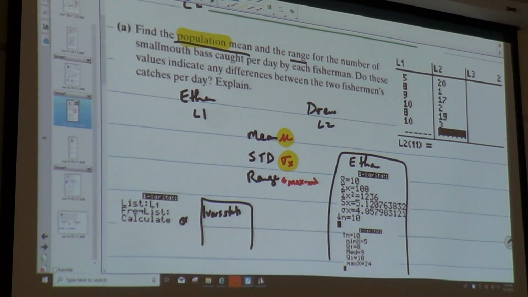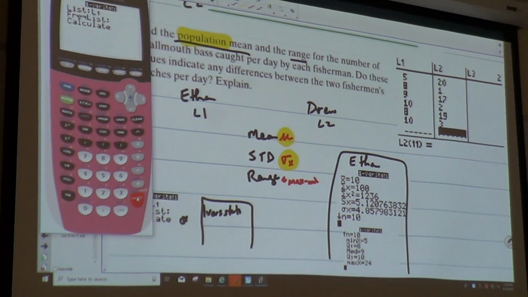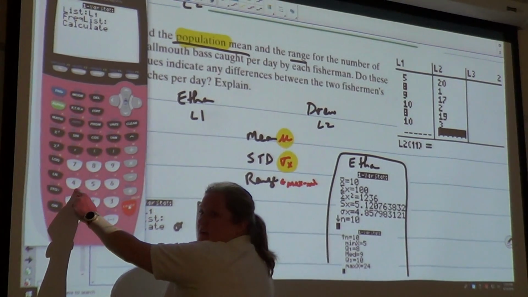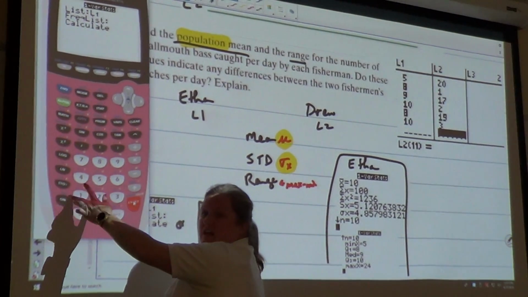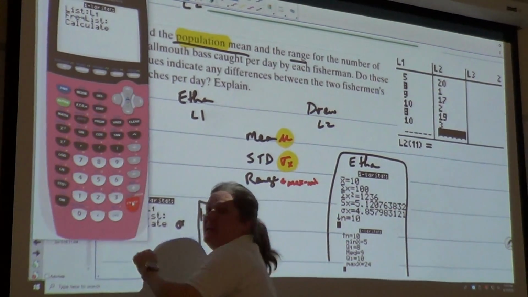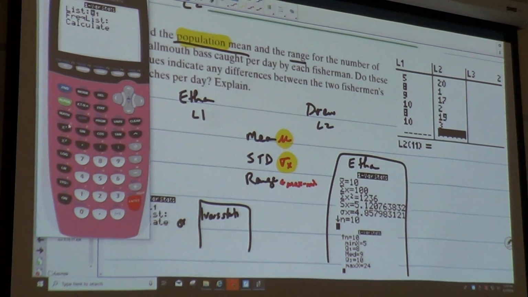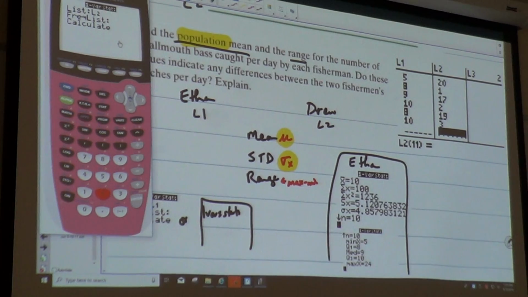Now, to do Drew, I go Stat, Calc, and I pick 1-Var Stats, but this time I have to change it to L2. If you look really closely, above the 1 it says L1, above the 2 it says L2. And they're written in blue or yellow or whatever your calculator has. Mine's in blue, so I hit the second button and then the 2, and that changes it to L2.